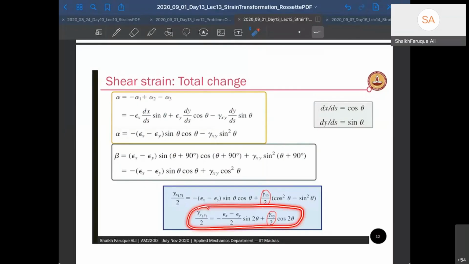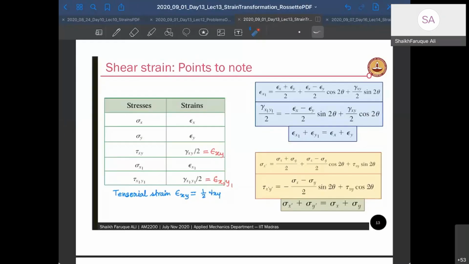So this is your rotated coordinate shear strain, and this is your original configuration strains given here, and then sine theta. This is what you see in our stresses also. Have done the same thing. Finished developing equations for epsilon x dash, epsilon y dash, and gamma x dash y dash, right? Here we will represent what happens in stresses and what happens in strains.